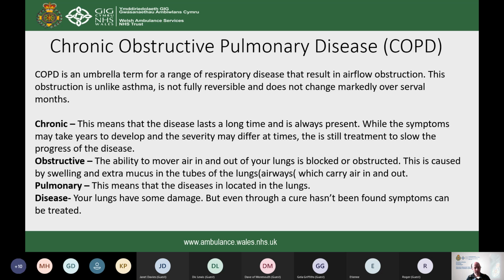What else have we gone through? Yeah, that's about it. So we're going to talk about the relevance of that now when we talk about some conditions and how our respiratory system is affected by respiratory conditions. So COPD then.